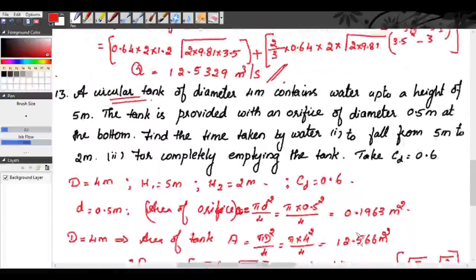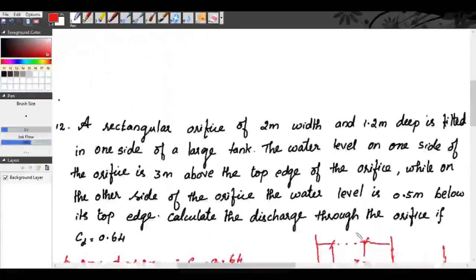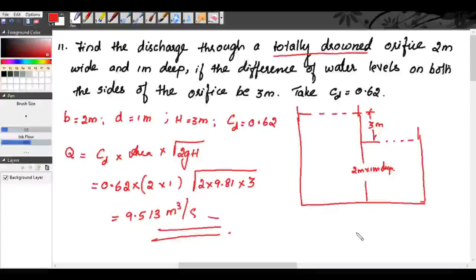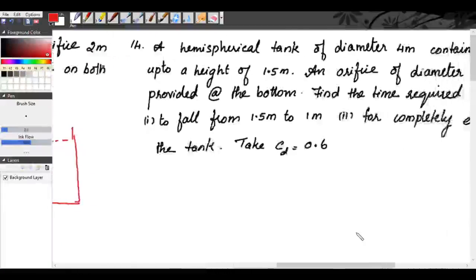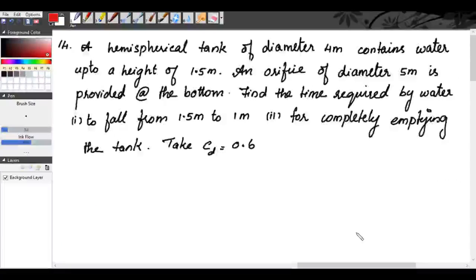We will move on to the next problem. Two more problems. So the next problem is a hemispherical tank. Just the differences in formula, right? I have given you the formulas earlier. Just substitute the formula and take the answer. That's all. A hemispherical tank of diameter 4 meter. So diameter of the hemispherical tank is 4 meter.